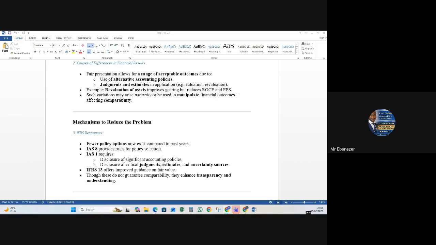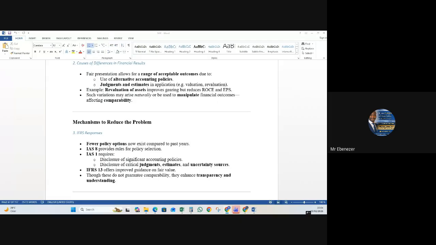Improved guidance on fair value. And that's it. Now, this guidance that we have, sometimes IFRS 13 does not guarantee comparability. That new guidance sometimes does not guarantee comparability. But what we are saying is that they enhance transparency and understanding. They enhance transparency and understanding. So that's what we have there.